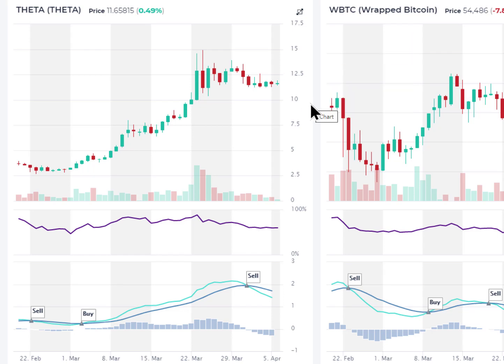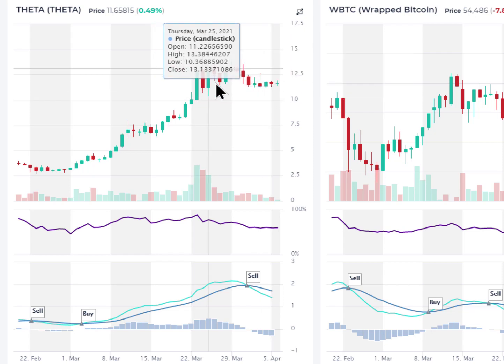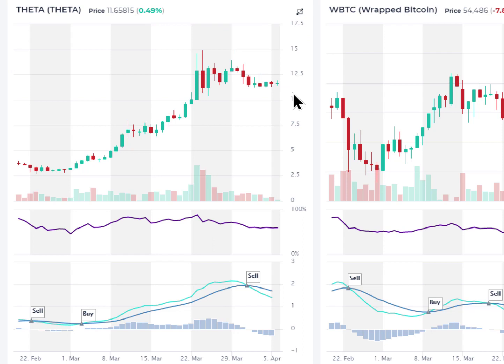Here it's always good to look for some support levels that are strong. Here I'd say the strong support level is 10, but maybe a modest support level is around 1150, which is where it's kind of consolidating around. So this could be a good buying opportunity.